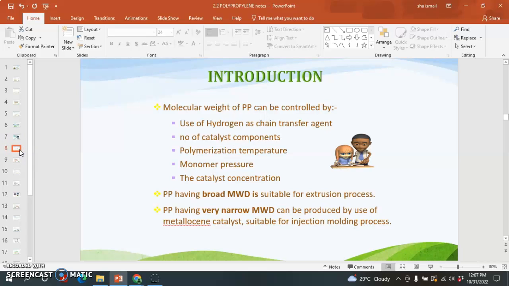Okay, now we look at the introduction. Molecular weight of PP can be controlled by use of hydrogen as chain transfer agent, number of catalyst component, polymerization temperature, monomer pressure, and also the catalyst concentration. And PP having broad molecular weight distribution is suitable for extrusion process, while PP that has a very narrow molecular weight can be produced by use of metallocene catalyst, suitable for injection molding process.